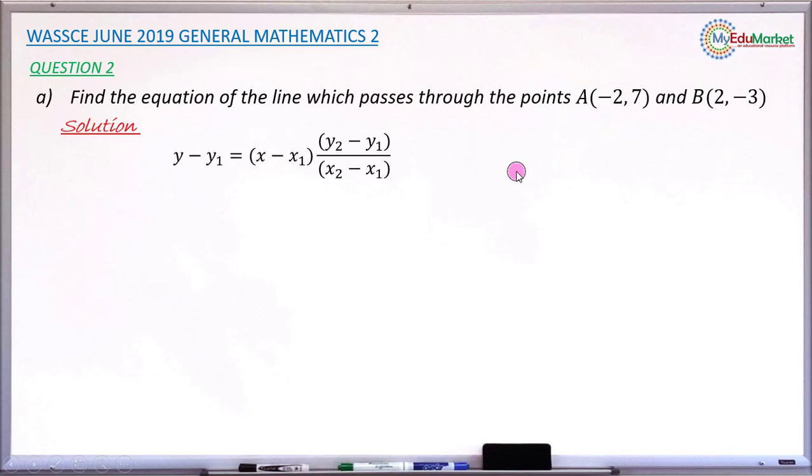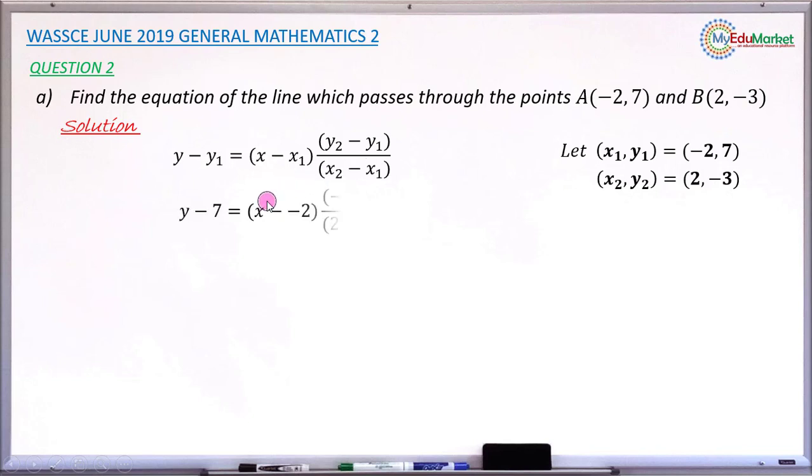So next is to determine what will be your x1, y1, and what will be your x2, y2. x1, y1 can simply be the coordinate of the point A, which we have here as minus 2, 7. And x2, y2 can be the coordinate of the point B, which we have here as 2, minus 3. Then substituting x1 by minus 2, y1 by 7, x2 by 2, and y2 by minus 3 in this formula correctly, you now have y minus 7, y1 is 7, equals x minus x1. x1 is minus 2, so you have x minus minus 2 multiplied by the fraction: y2 minus y1, you have minus 3 minus 7, and x2 minus x1, you have 2 minus minus 2.